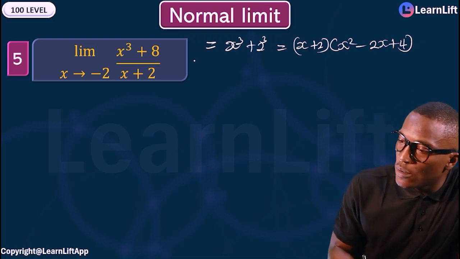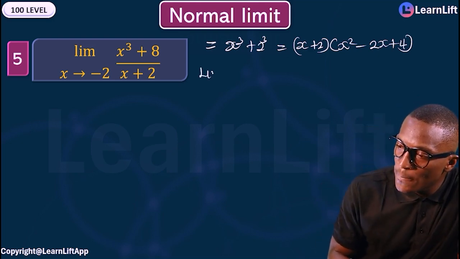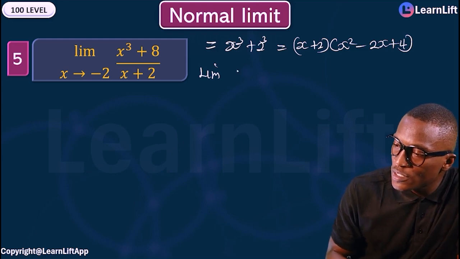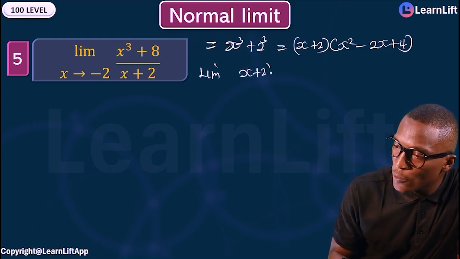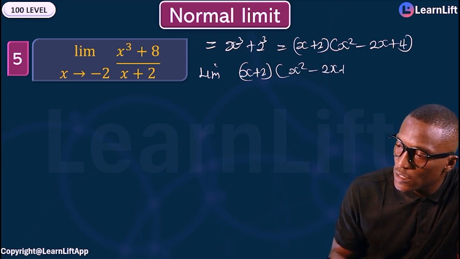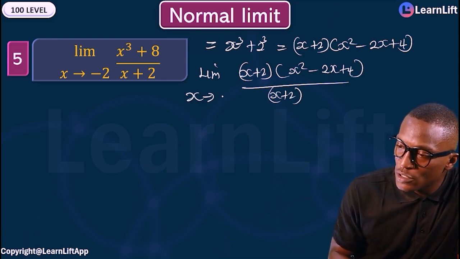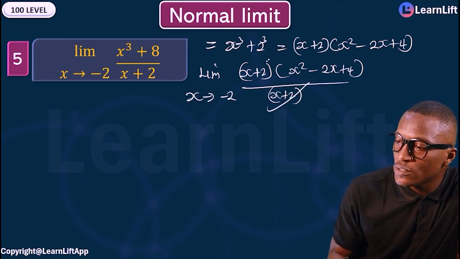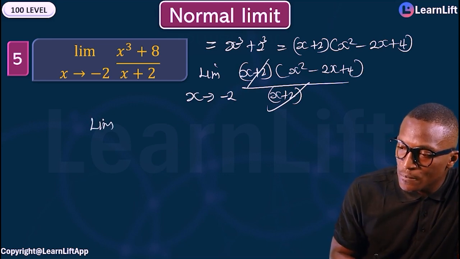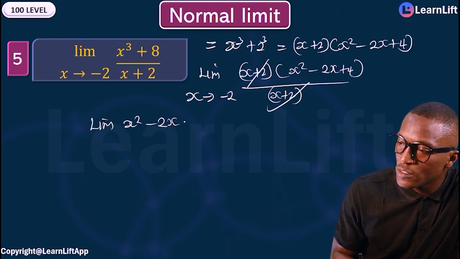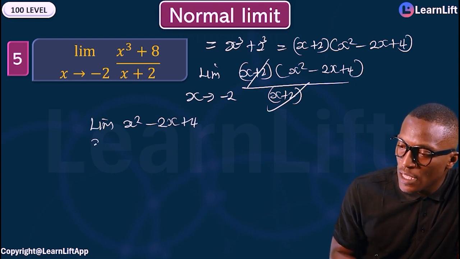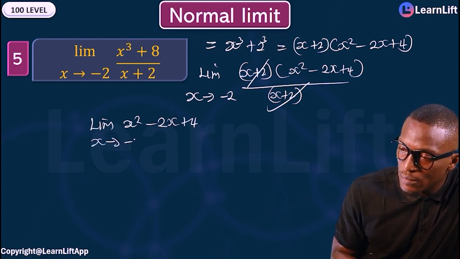Yes. So putting that into the equation, it now becomes the limit of (x + 2)(x squared minus 2x plus 4) all over x + 2 as x approaches -2. So this will cancel this. So it now becomes the limit of x squared minus 2x plus 4 as x approaches -2.